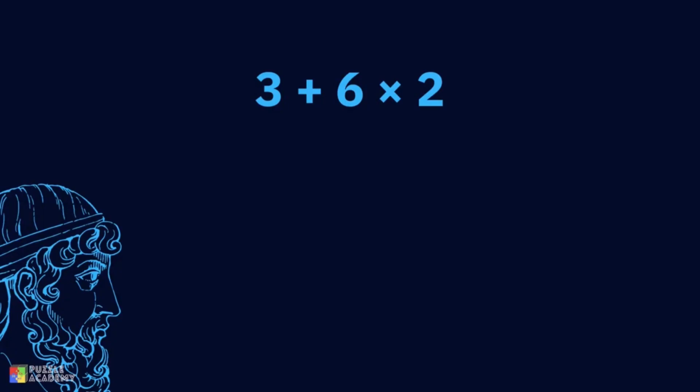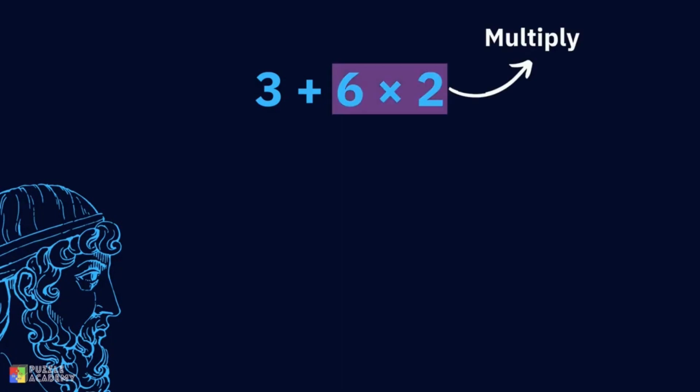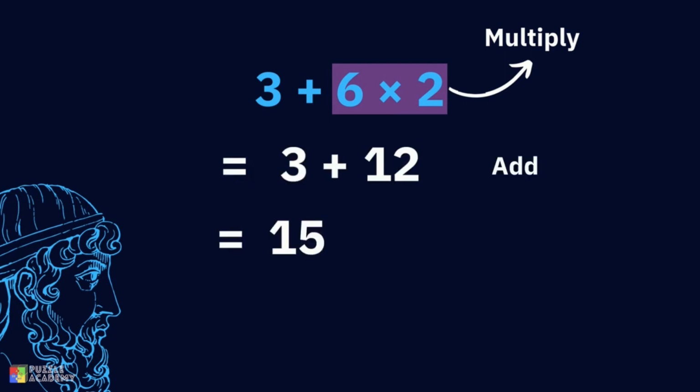How do you work out 3 plus 6 times 2? First, we multiply before we add. So we have 6 times 2 equals 12. Then, 3 plus 12 is equal to 15.